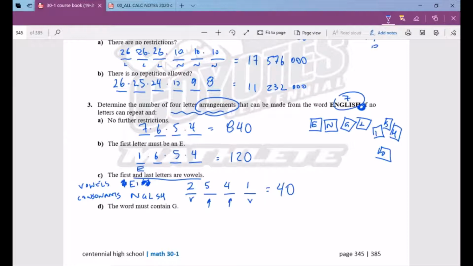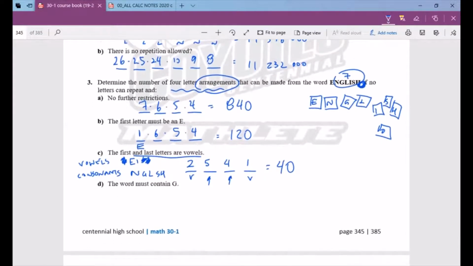But these questions start to get more complex. And the word must contain a G. There's a number of different ways of looking at a lot of questions in this unit of how we would do it. One way is to think, okay, if the G is the first letter, we have 1 choice for here. The rest of the word ends up being 6 times 5 times 4.